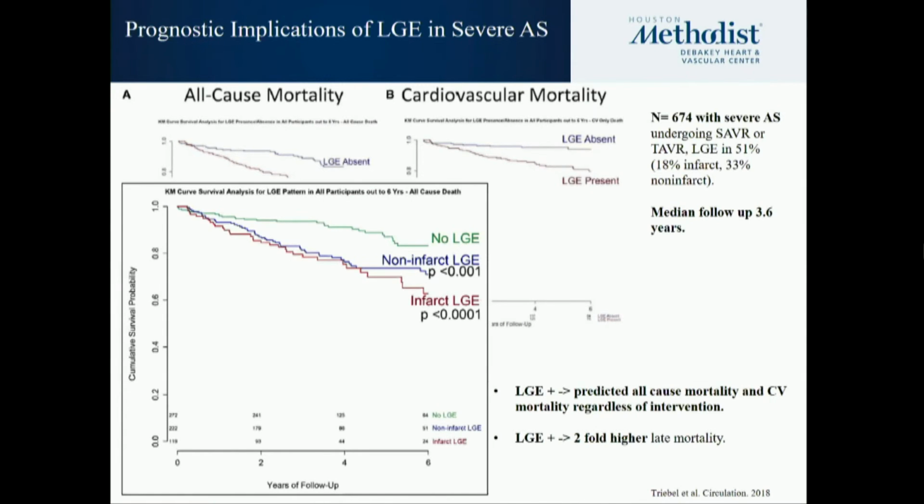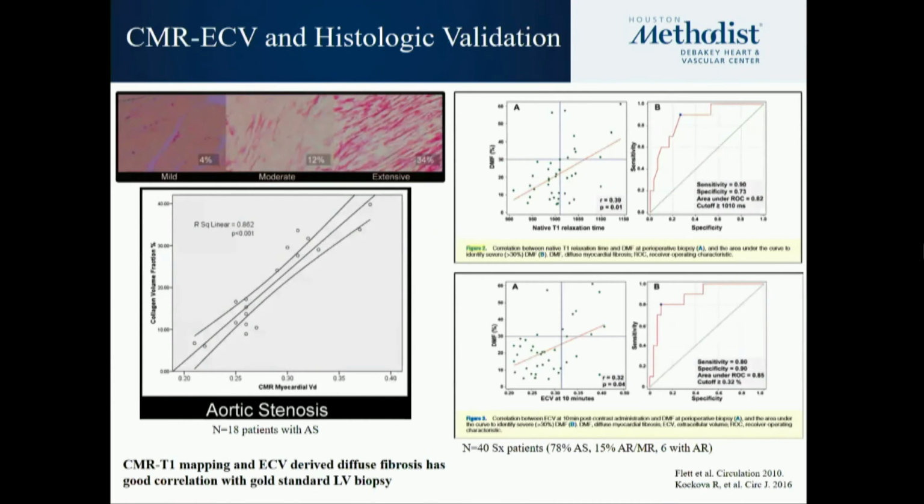And we also note that the type of infarct is also important. And so those with a subendocardial infarction pattern, as opposed to a non-ischemic infarct pattern, tend to do worse. And so what they found was if you had replacement fibrosis, the predicted all-cause mortality and cardiovascular mortality increased. And this is also regardless of intervention, whether the patient had a surgical AVR or TAVR valve, and that having LGE that was positive was a 2 to 4 times higher risk for late mortality in these patients.